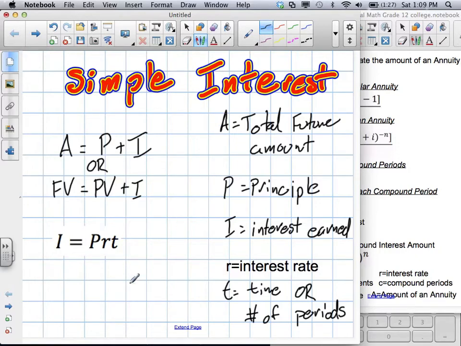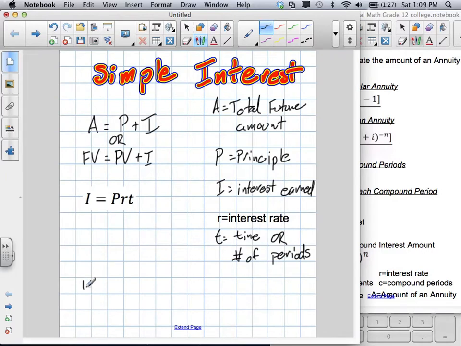Let's say we have a question where you have $100, okay, so you have $100, and you earn 10% annually, 10% annually for 5 years, okay? So this is kind of our question. We have to figure out how much money we're going to earn. Well, in simple interest, let's define our variables, okay?